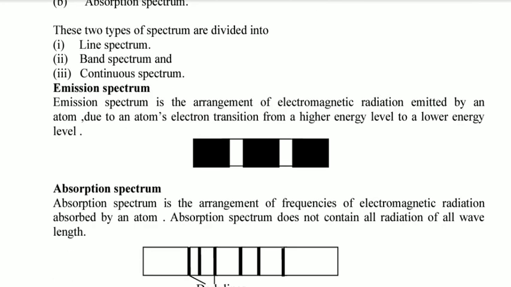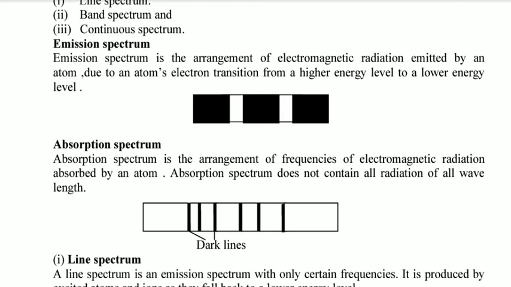On the other hand, absorption spectrum is the arrangement of frequencies of electromagnetic radiation absorbed by an atom. Absorption spectrum does not contain radiation of all wavelengths. It contains just a few wavelengths compared to emission spectrum. In appearance, emission spectrum appears black with lines of different colors, while the absorption spectrum appears white with dark lines within it. That is the major difference between absorption and emission spectrum.